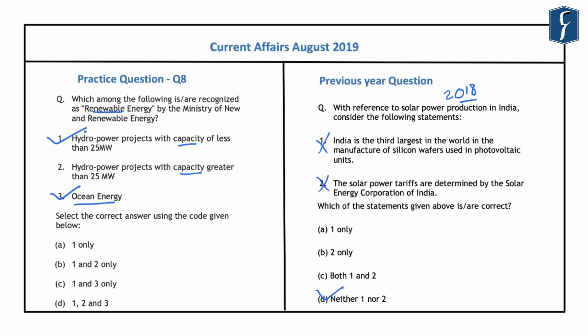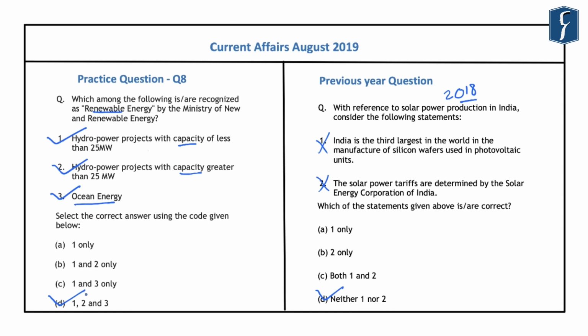However, recently it was decided that all the hydropower projects, or the large hydropower projects which have a capacity greater than 25 megawatts, will also be considered as renewable energy. And this has been decided by the Ministry of New and Renewable Energy. So in this line, the correct answer is D, that is 1, 2, 3, all are correct.